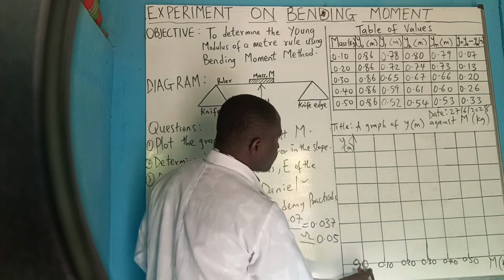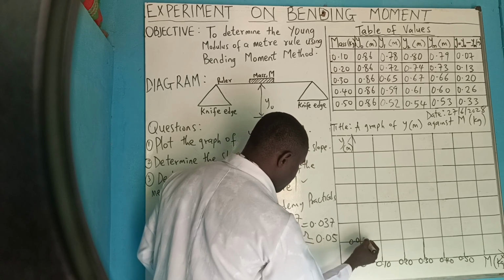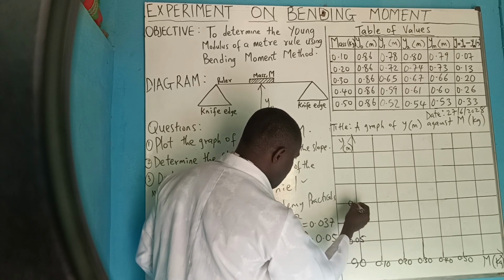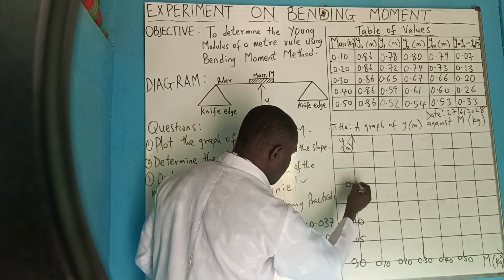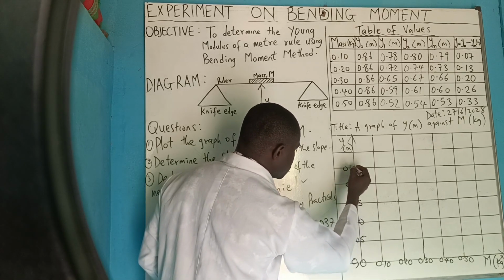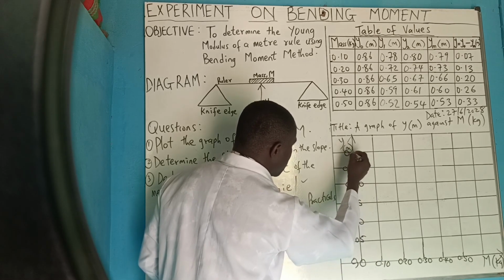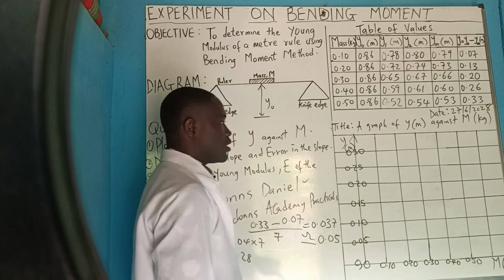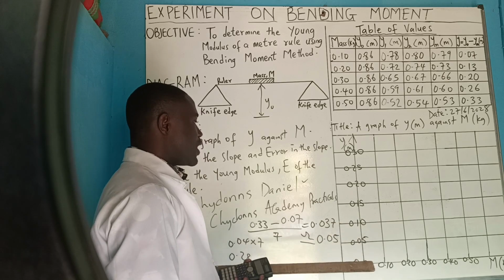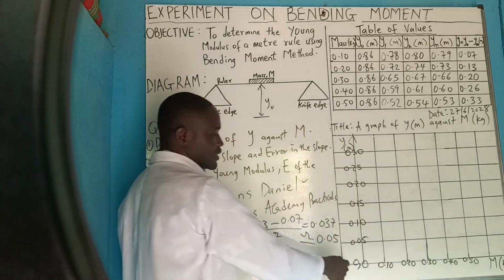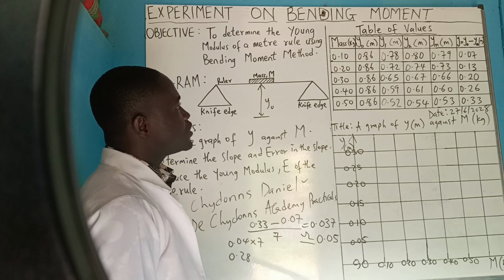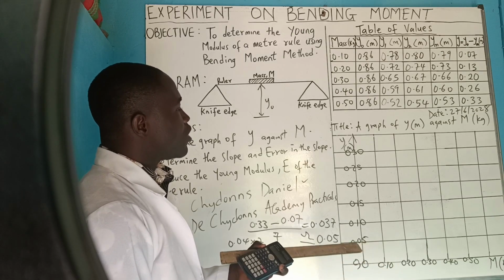Now here is 0.05, 0.10, 0.15, 0.20, 0.25, 0.30 continues. So we have succeeded to locate our scales appropriately. Next thing is we locate 0.07 against 0.1.